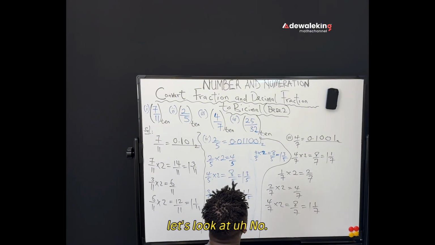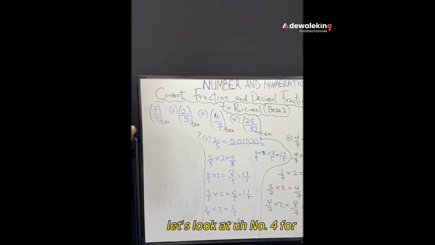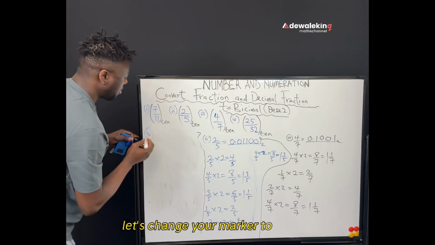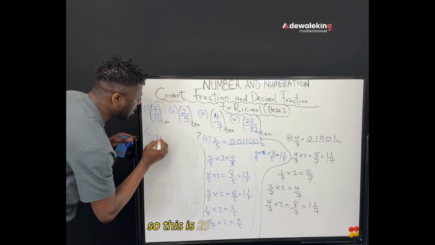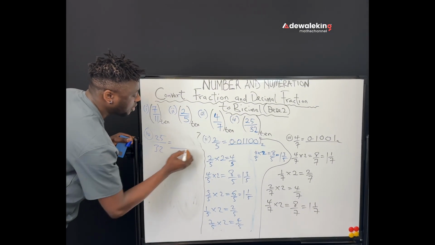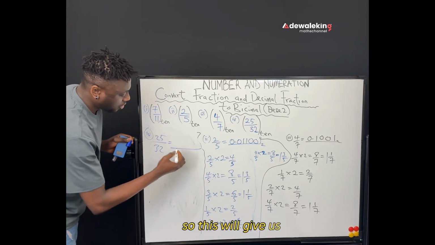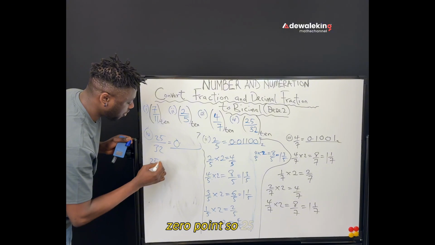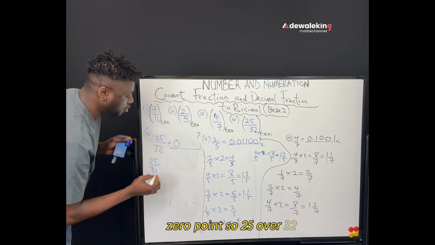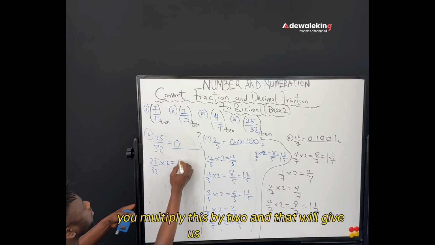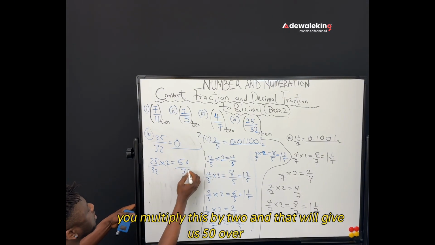Let's look at number 4. Let's change our marker to blue marker. So this is 25 over 32 in base 10. So this will give us 0 point. So 25 over 32, you multiply this by 2, and that will give us 50 over 32.